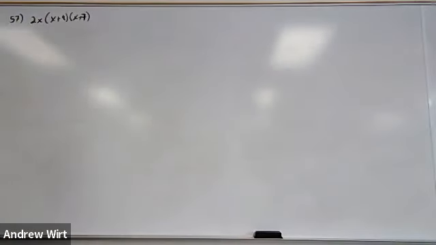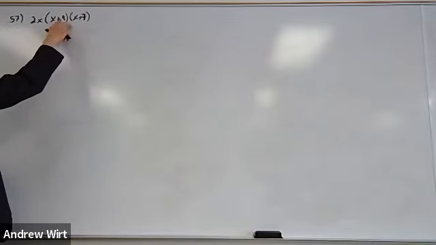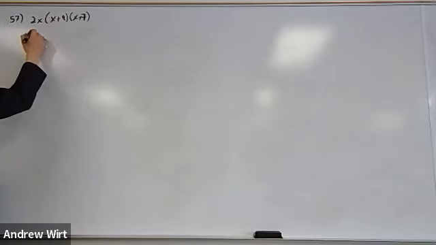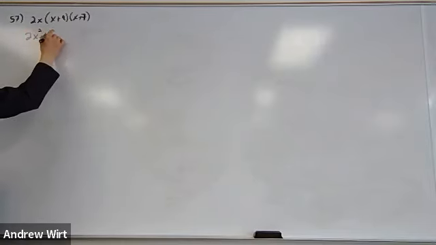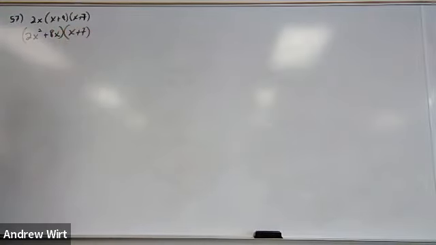Two x times x plus 4 times x plus 7. Well, we can distribute in first. Doesn't matter if you FOIL or distribute first, do it either way. Distribute first, you get 2x squared plus 8x, still times x plus 7. And now we can FOIL.